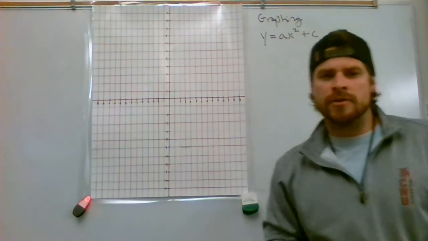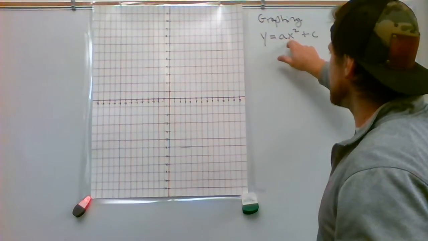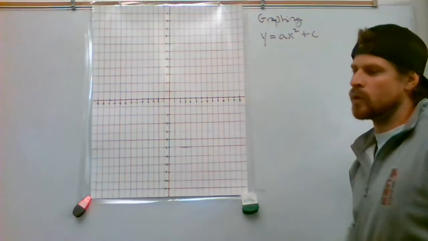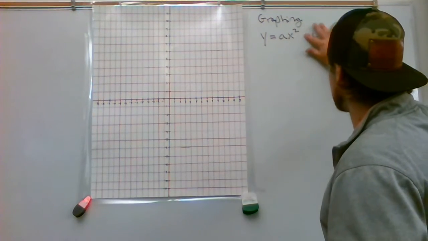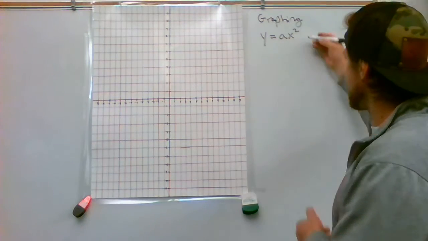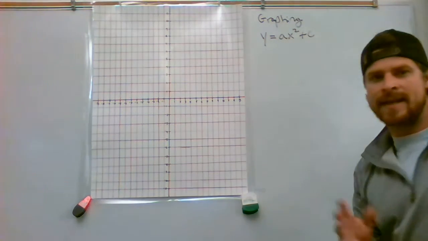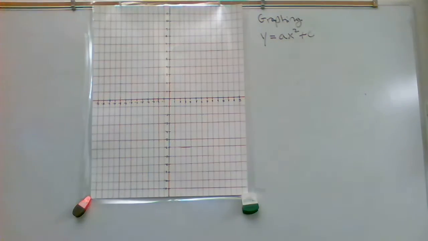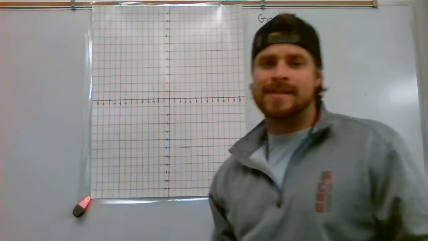All right, in this video, you're going to be learning how to graph a quadratic written in y equals ax squared plus c form. Now, just previously, I posted a video on how to graph this, but now we're adding a plus c at the end, so a constant at the end. What is that going to change with our graph? What are we going to have to do? Let's find out. It's pretty simple, actually.